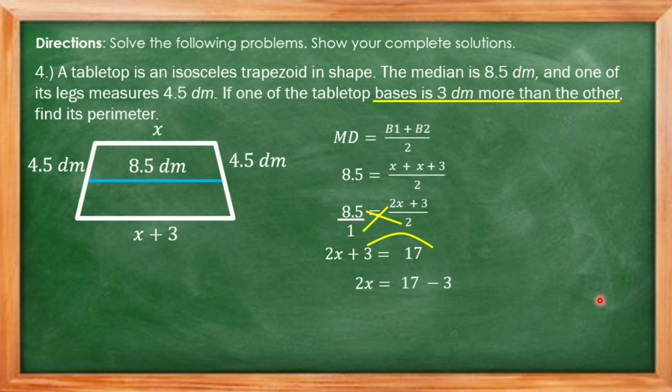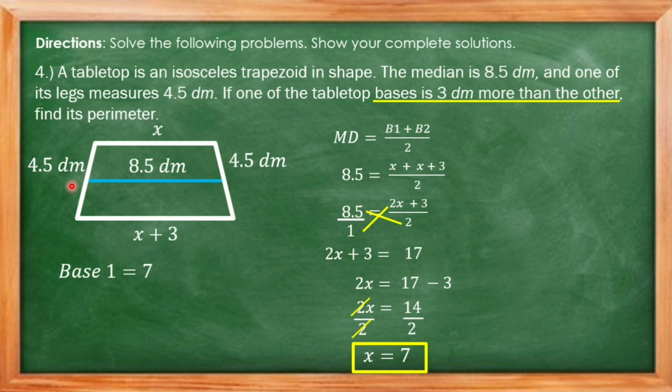So, magiging 17 minus 3. So, 2x is equals to 17 minus 3 is equals to 14 divided by 2. So, we have x is equals to 7. Therefore, dahil ang isang base natin ay nirepresent natin as x, so ibig sabihin, yung isang base natin ay 7. Okay, so base 1 natin is 7.